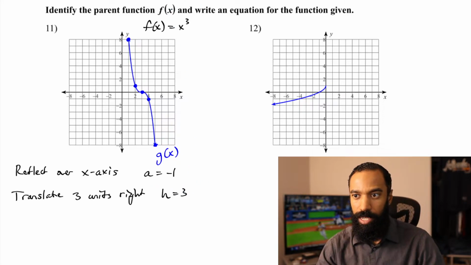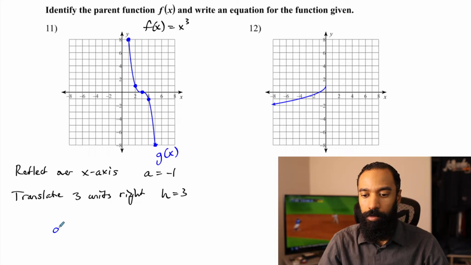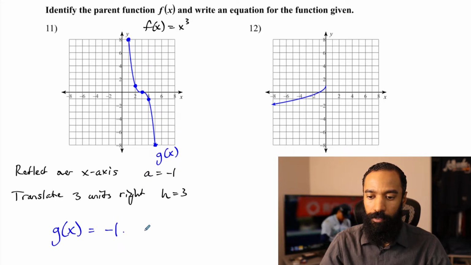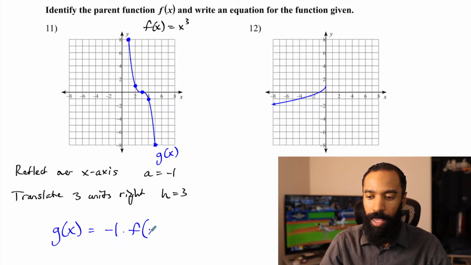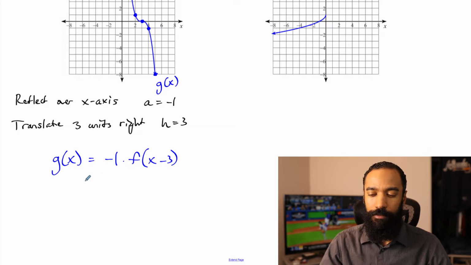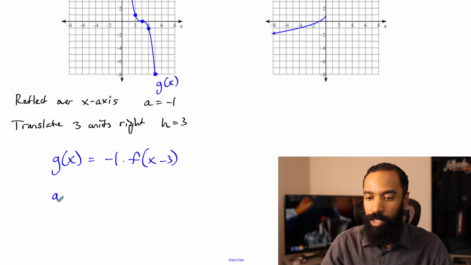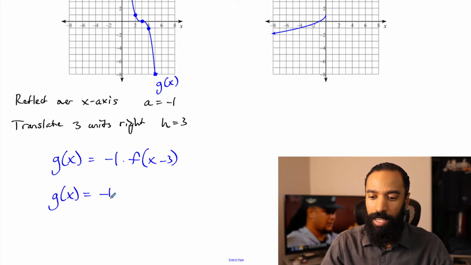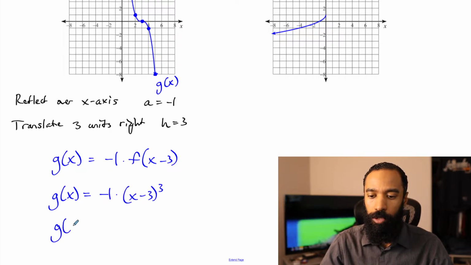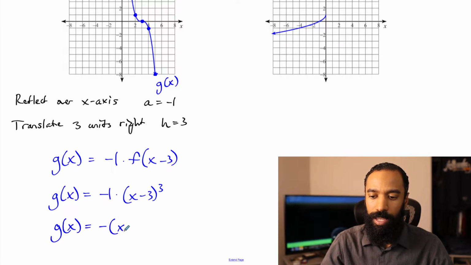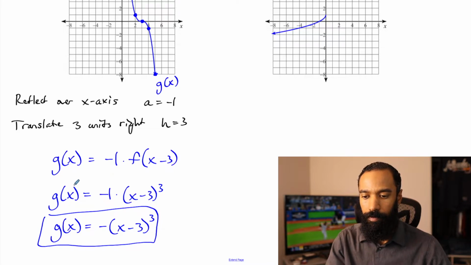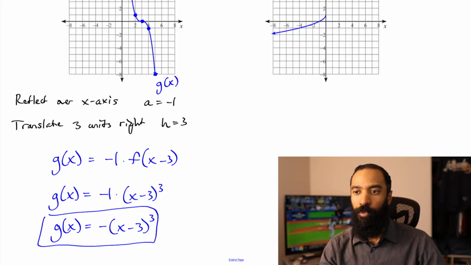So when we do this thing here, the original was f of x equals x cubed. Well, g of x is going to take our f of x. We're going to do -1 times f of x minus 3 like that. If f of x is x cubed, then f of x minus 3 is x minus 3 cubed. So g of x will be -1 times x minus 3 cubed. Or the way you probably see it written is negative x minus 3 cubed. And that is this graph right here. And that's with the a being -1.